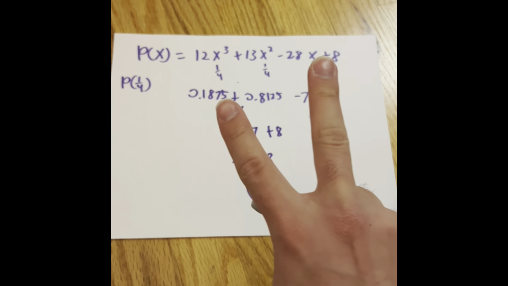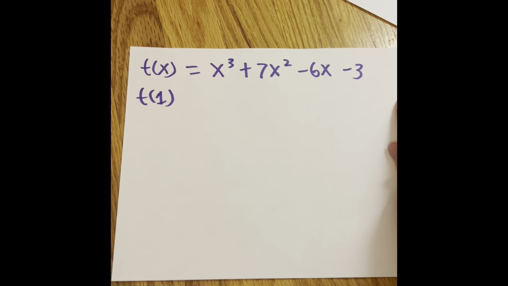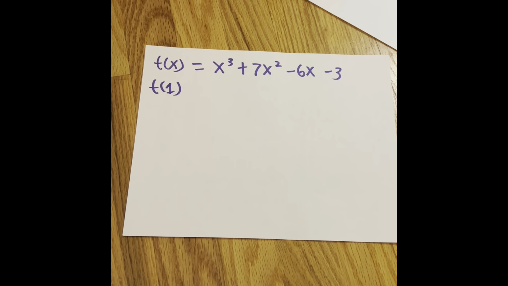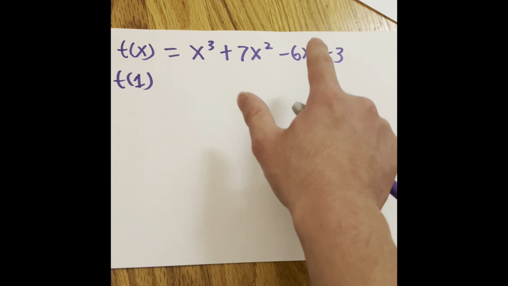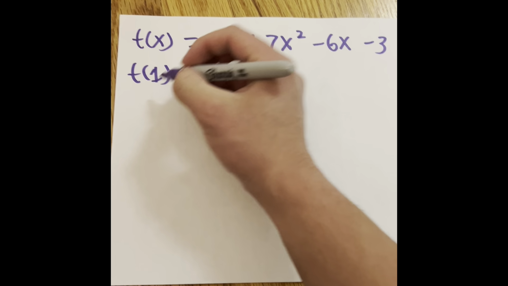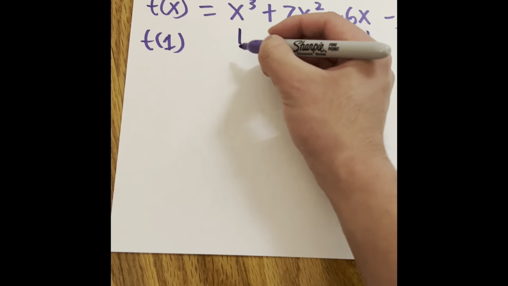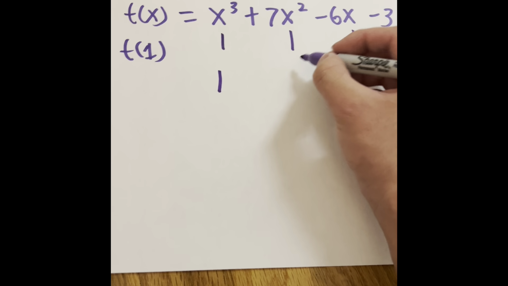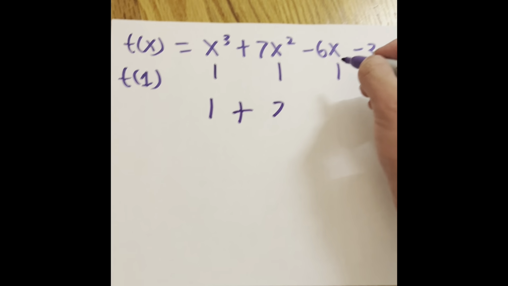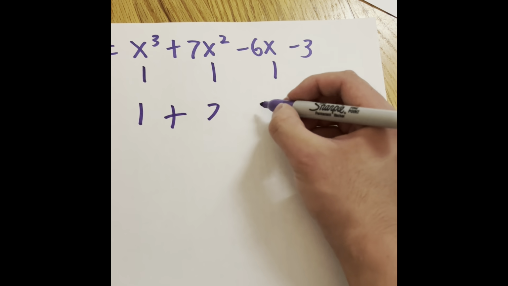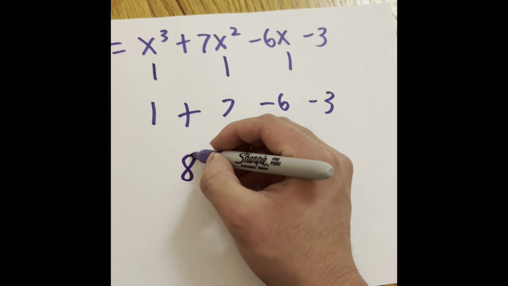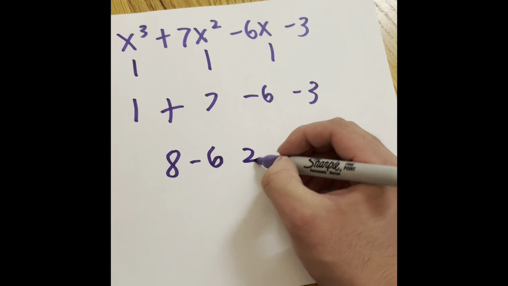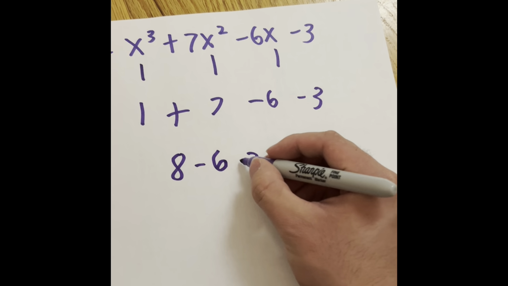Now we have to find 2 more. So right over here is our second problem, and this one is a little bit less funky. We have f of x equals x to the power of 3 plus 7x to the power of 2 minus 6x minus 3. And we have to put 1 in for all of the x's. So 1 times 1 times 1, 1. 1 times 1, 1 times 7, 7. And we add the 2. 1 times negative 6 is negative 6. And minus that by 3. So we have 8 minus 6 is 2 plus 3 equals 1.